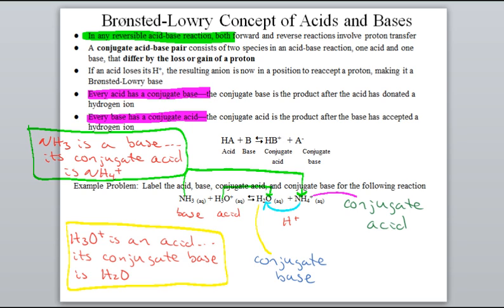You'll be given the formula of an acid or base, and you're told it's an acid or a base. And you'll be asked to write the structure of its conjugate. It may tell you that here's an acid, write the conjugate base of this acid. Or here's a base, write the conjugate acid of that base.